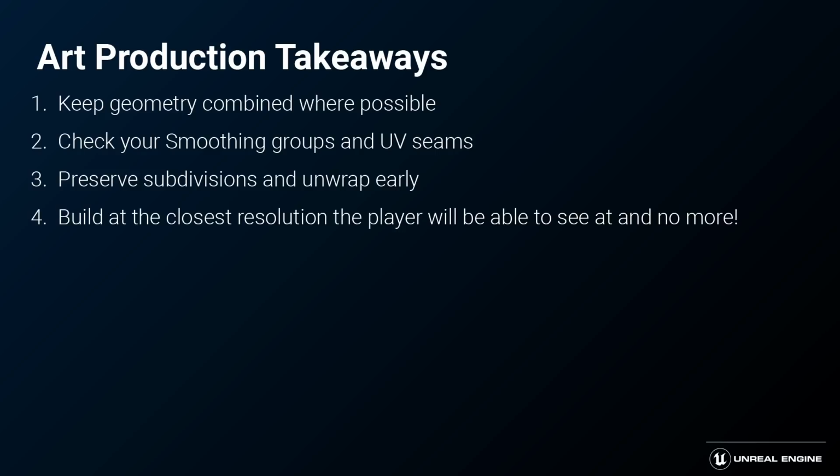And some final art production tips. Keep your geometry combined where possible. This will allow Nanite to reduce the geometry down more efficiently. Always remember to check your smoothing groups. When you're working with really high geometry meshes, it's actually quite difficult to tell whether you have smoothing groups on or off. Just make sure you've got them on, as this will impact Nanite LOD generation. Try to preserve your subdivisions where possible and unwrap early. It will make your life a lot easier.